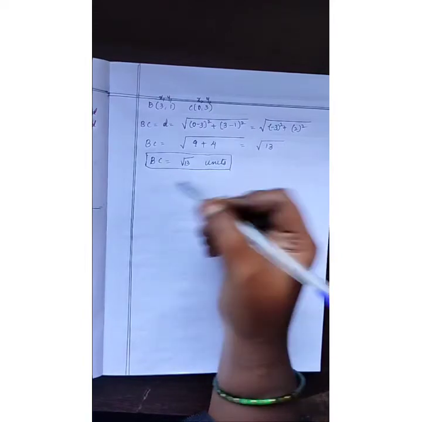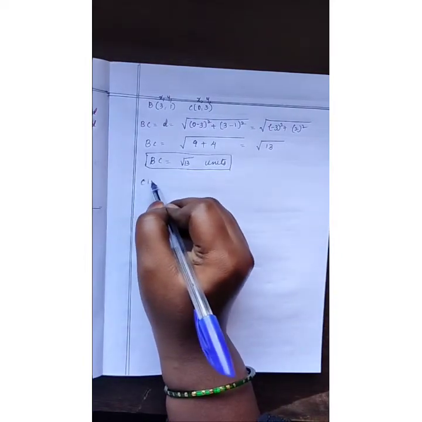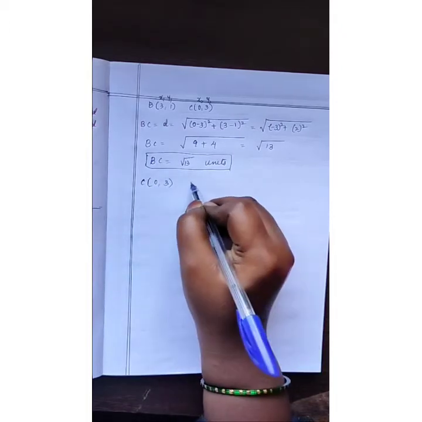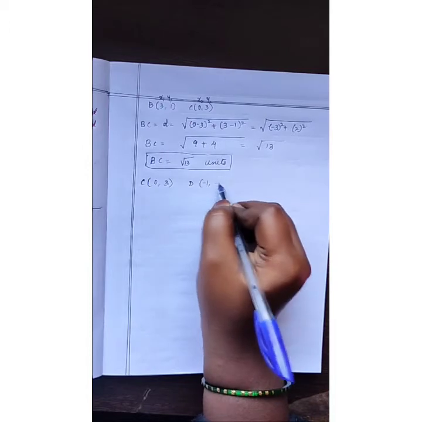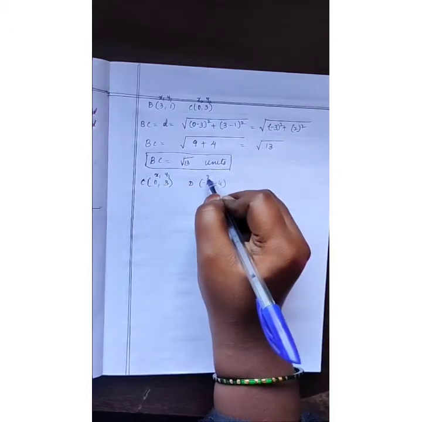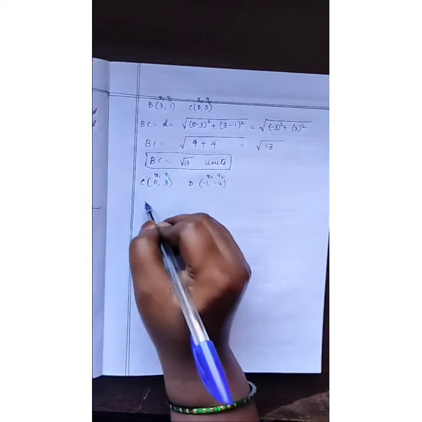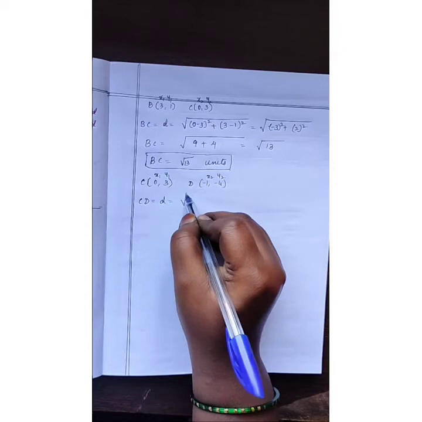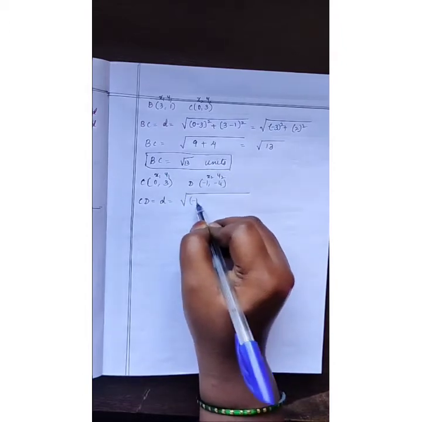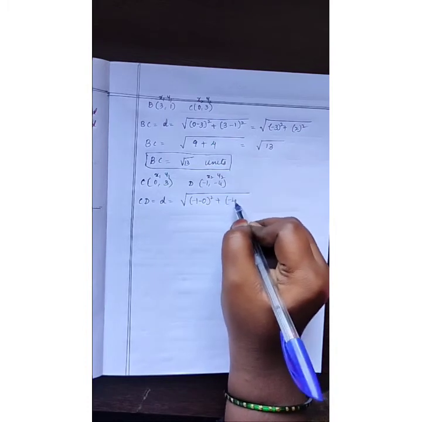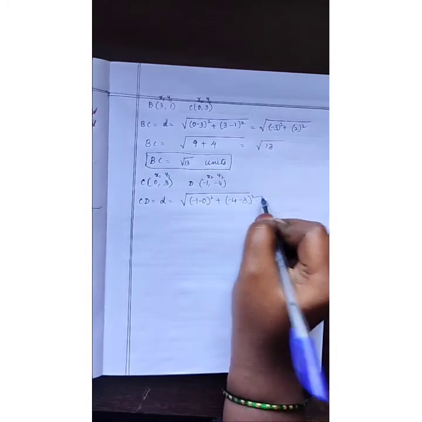Now we will check for CD. What are the points of C? 0, 3 and D point is minus 1, minus 4. Consider this as x1, y1 and this as x2, y2. Now substitute these values in the distance formula. Directly substitute. x2 minus x1 means minus 1 minus 0, y2 means minus 4, y1 means 3, whole square.